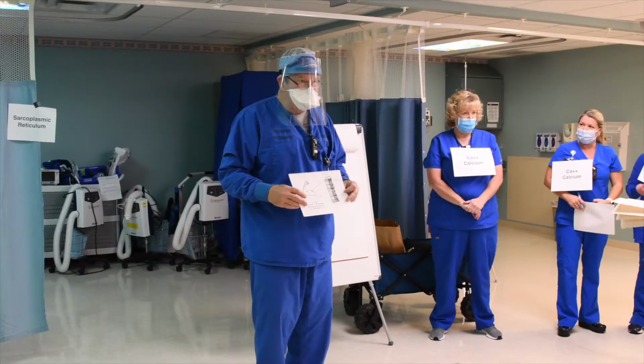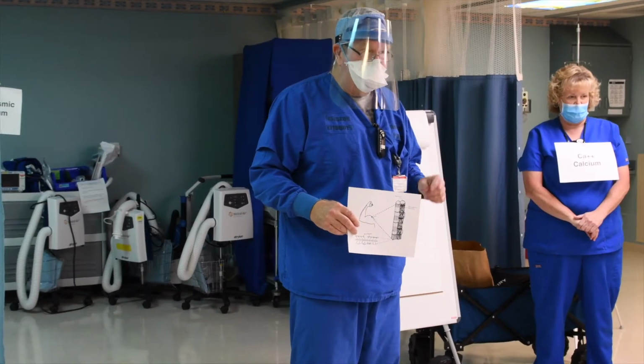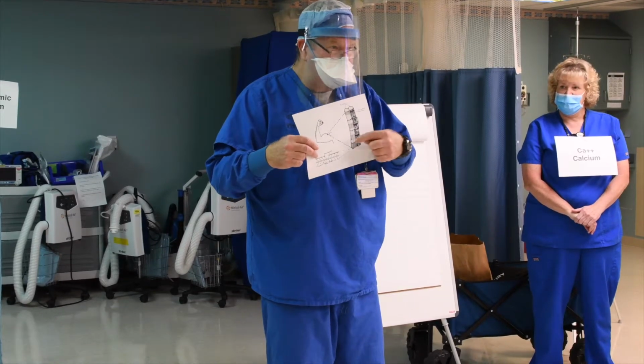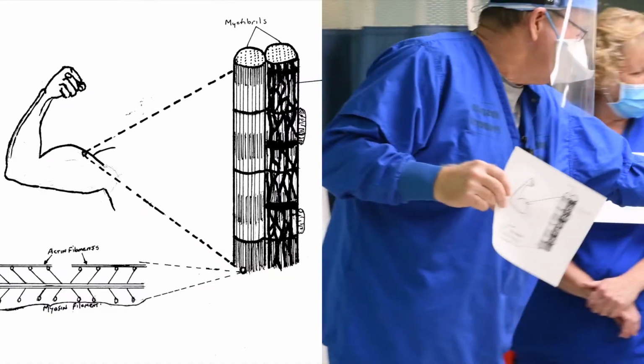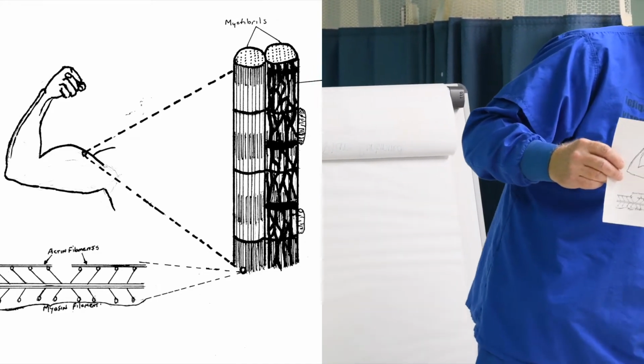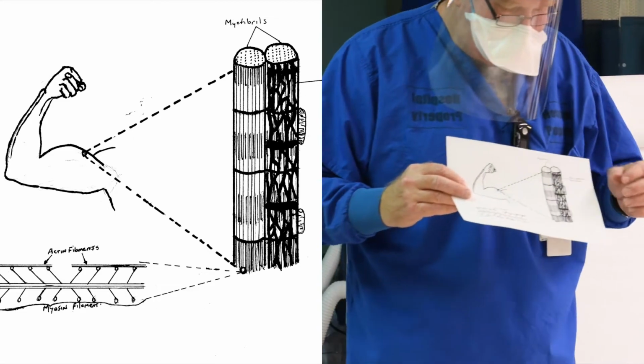Okay, good morning. This presentation is on malignant hyperthermia. And the way we're going to understand malignant hyperthermia, if you look on your handout that has the muscle on it. Okay, so you have your arm there, and underneath, right next to it, you see these columns, and those are the myofibrils. Those are the working parts of the muscle.